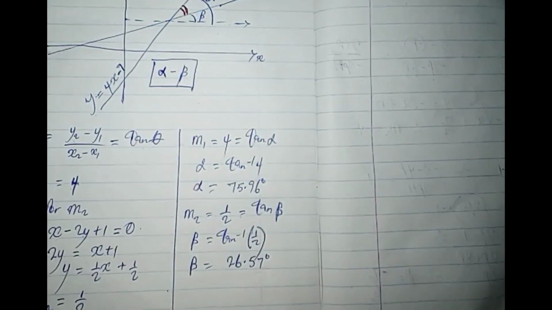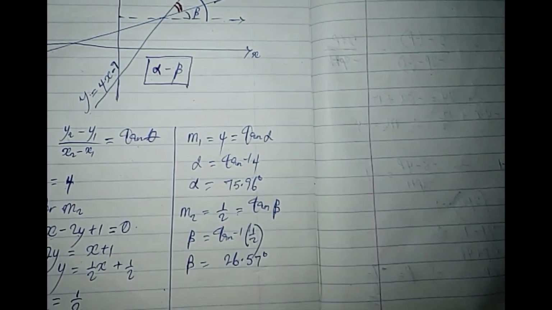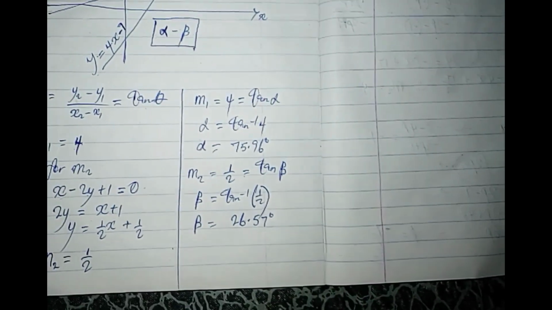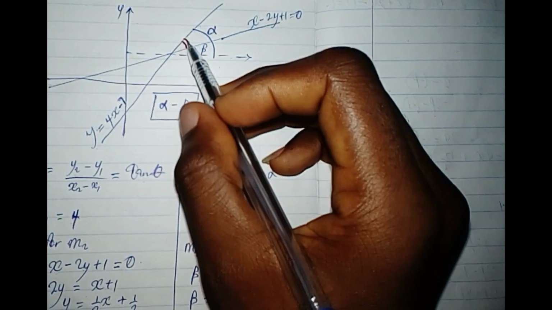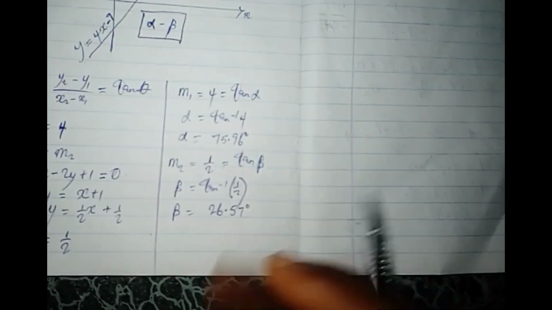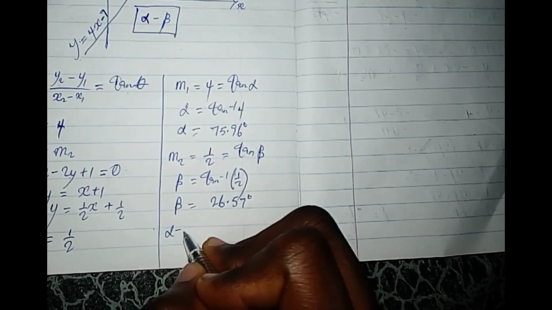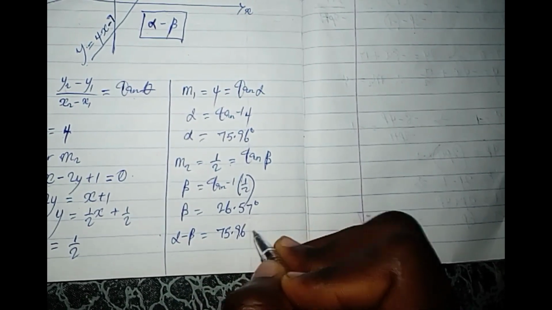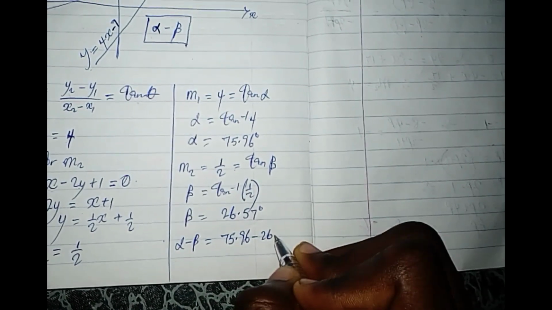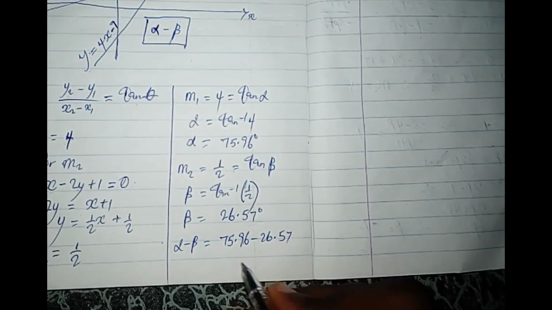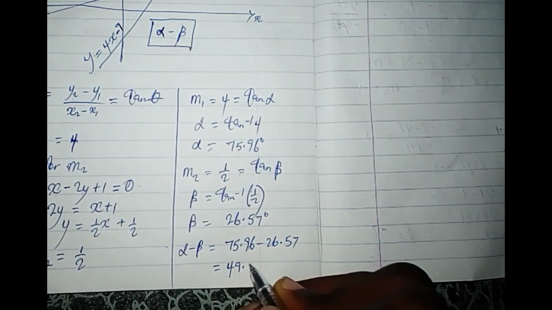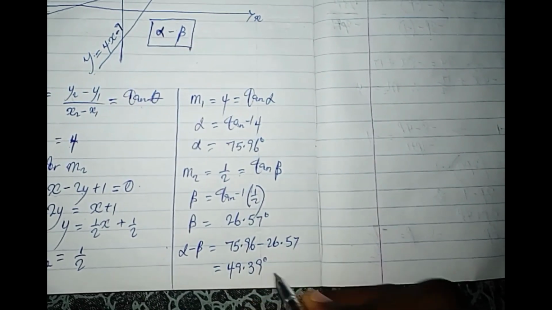26.57 degrees. But we are not just to find alpha and beta, but to find alpha minus beta, because alpha minus beta gives us the angle between the two lines. So from there, alpha minus beta is equal to 75.96 minus 26.57. This is equal to 49.39 degrees, and this is the answer to the question.